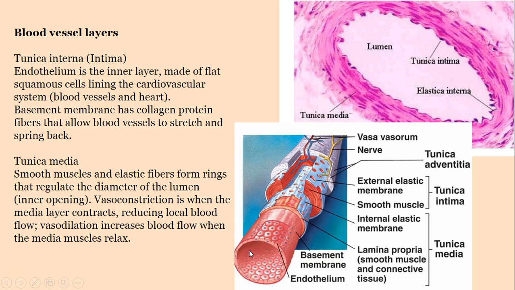The media, which we think of as middle, we see here, and these are rings of elastic fibers. And they control the lumen diameter. So the lumen is the inner opening of the vessel. And so when you blush, let's say, then we have vasodilation, the blood vessels around your neck and face. And when we're cold, like our fingers, we can barely feel our fingers. We have vasoconstriction, and that's a contraction of the tunica media.